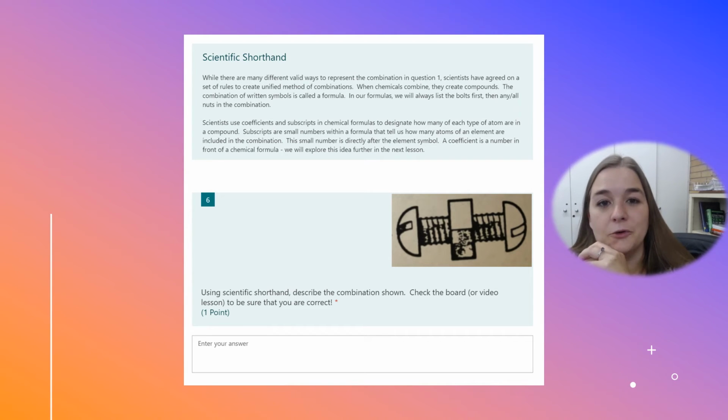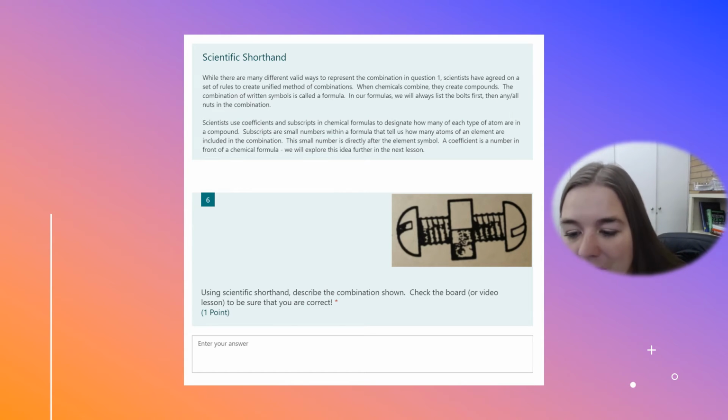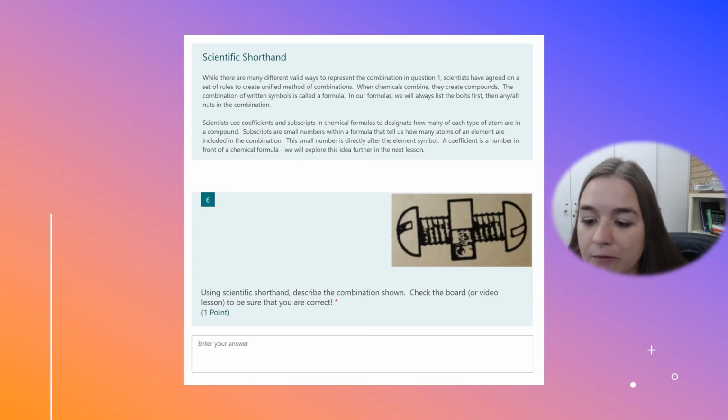So scientific shorthand. Now we're going to talk about the way scientists would write our formulas. While there are many different valid ways to represent the combination in question 1, scientists have agreed upon a set of rules to create a unified method of combinations. When chemicals combine, they create compounds. The combination of written symbols is called a formula. In our formulas, we will always list the bolts first, then any or all nuts in the combination.